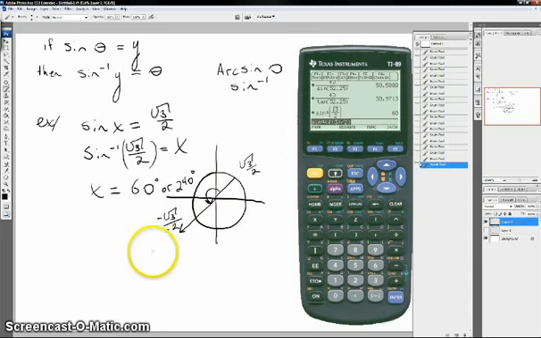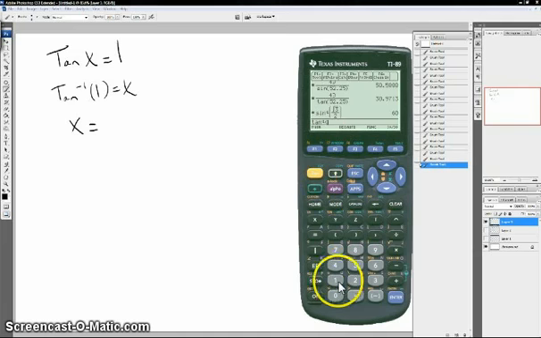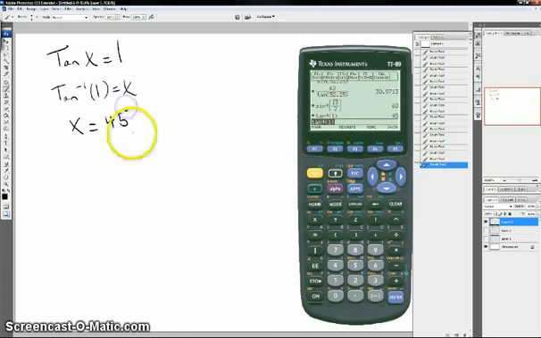Let's try another example. Let's say that I'm told that the tangent of x is equal to 1. So I could say that the arc tangent of 1 is equal to x. And I can type that into my calculator to figure out what the value of x is. The arc tangent of 1. And my calculator returns the value 45 degrees.